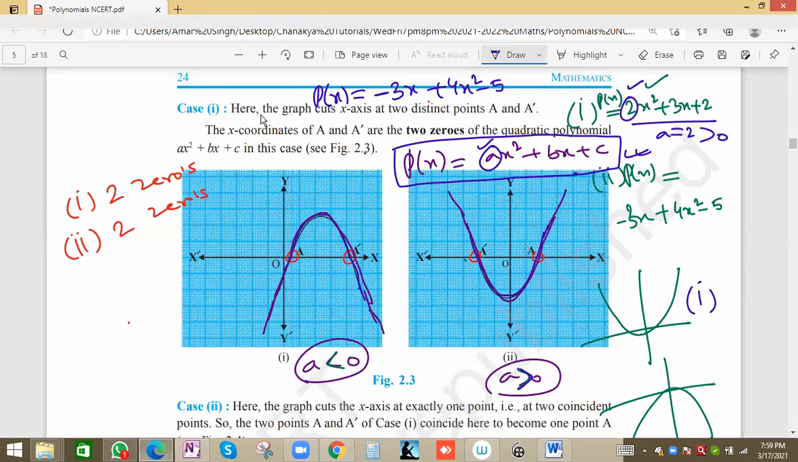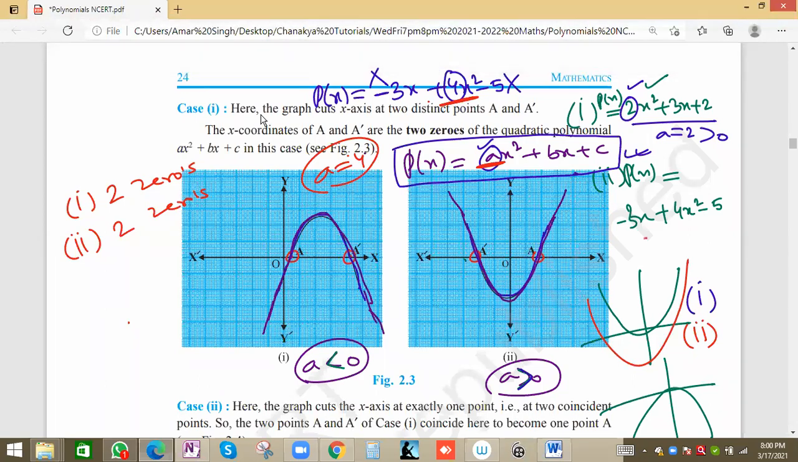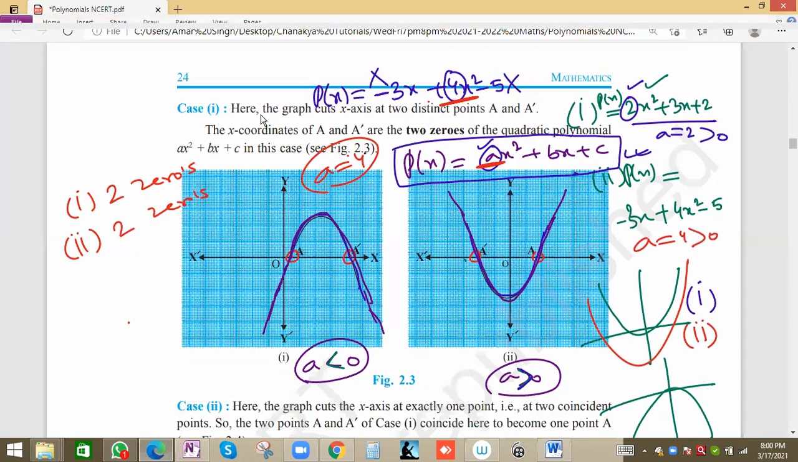So by observing this second equation, we can see the a value is not minus 3, the a value is not minus 5. What is the a value? 4. The a value is always the coefficient of x square. So for the second case, the a value is 4. That means for this case also the graph will open in upward direction, because the a value we have, 4, is greater than 0.